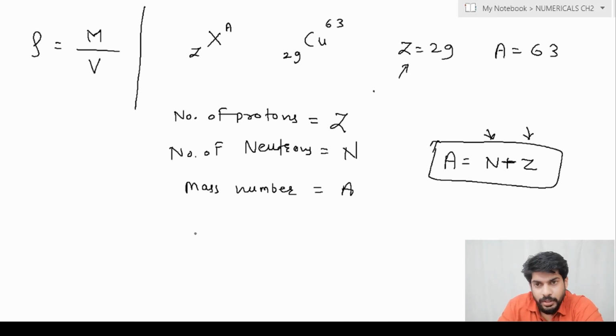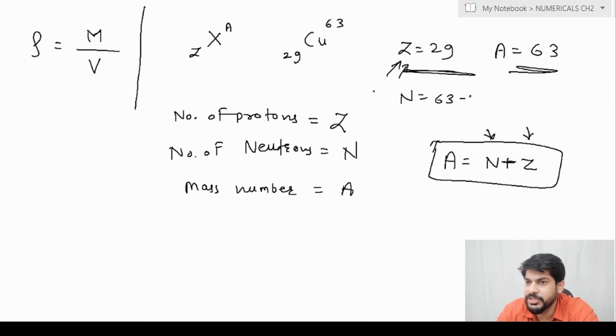Okay, now suppose you have any nuclei. Let's say for example this one, copper. Here you can see there are protons, and how many are the neutrons? Just 63 minus 29, it is 34. Okay, 34 neutrons and 29 protons.